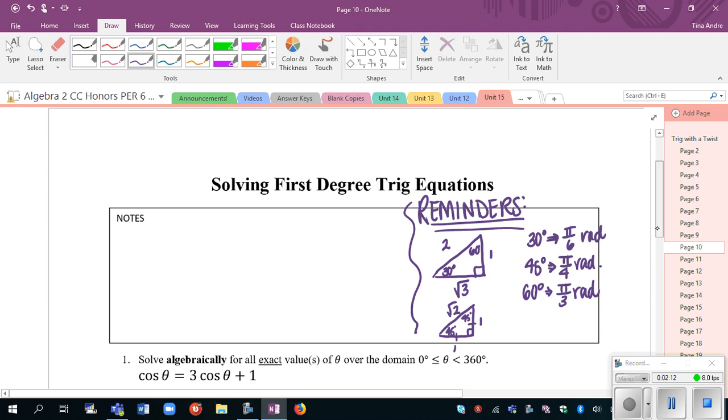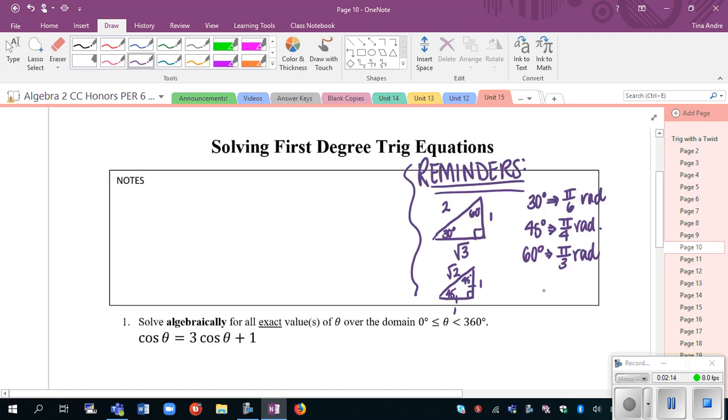And then another reminder too, our unit circle. If we think about our unit circle, remember this has a radius of 1, so none of these triangles here would be adjusted for the unit circle. You'd have to divide by the hypotenuse to get to the unit circle. But if I'm looking at the unit circle, what I really want to look at are the 4 key points here.